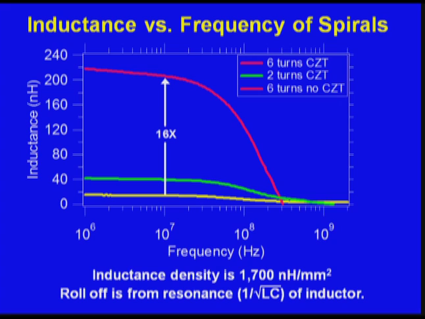The inductance density, if you remember, for air cores is less than 100 nanohenries per millimeter square, probably more typically you see numbers on the order of 10 nanohenries per millimeter square. But with this device, we're getting 1,700 nanohenries per millimeter square, which comes from that 16x increase.